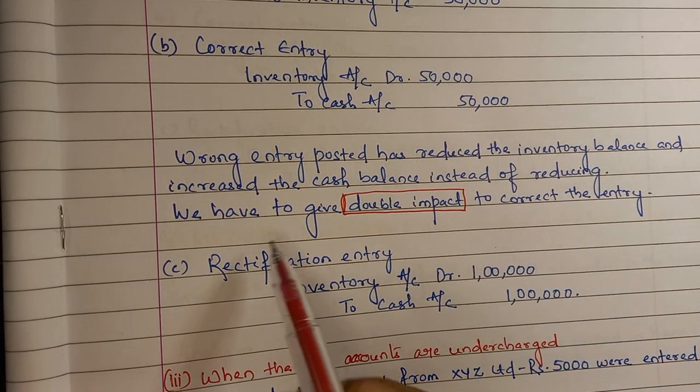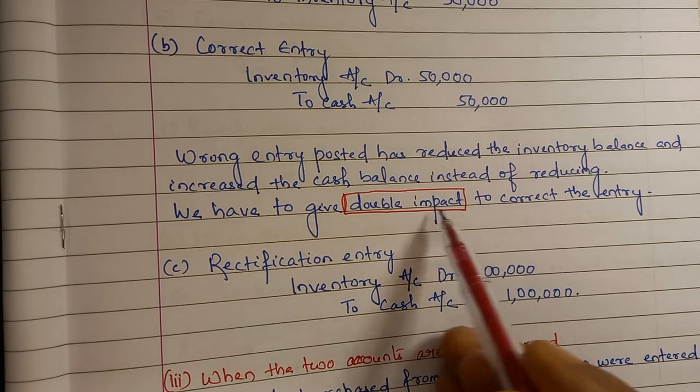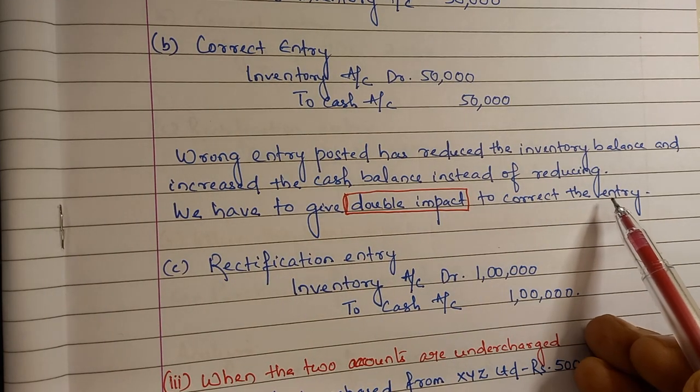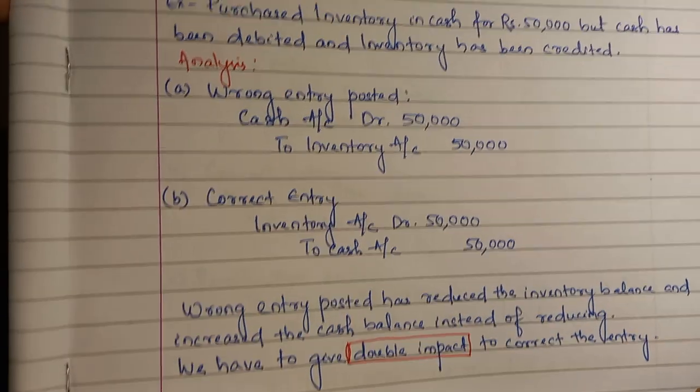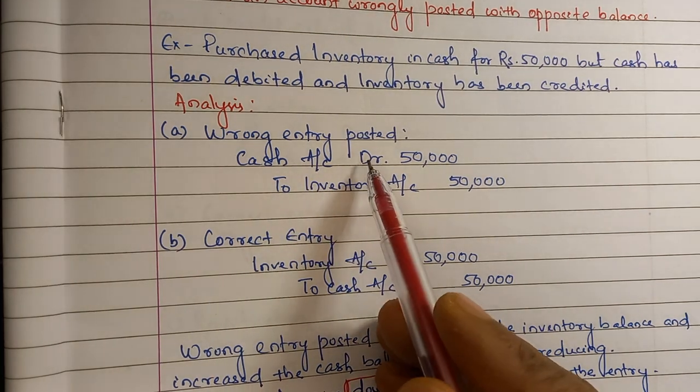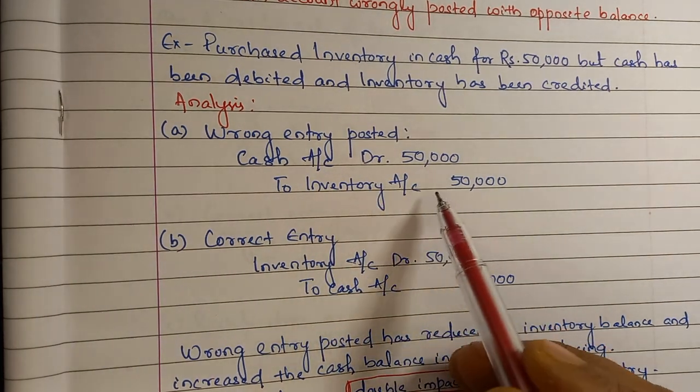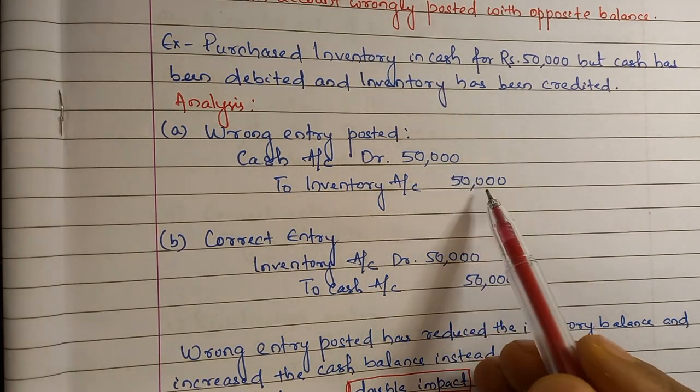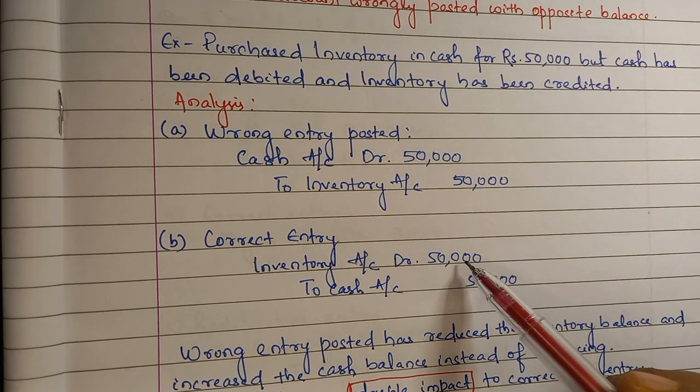So it has given a reversal impact by posting the wrong entry. So what do we need to do? We have to give a double impact to correct the entry. What is the meaning of that? If you see here, the wrong entry posted is cash debited to inventory 50,000. But the actual entry should be inventory to cash.